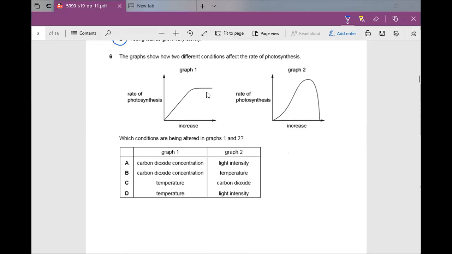Number 6: the graph shows how 2 different conditions affect the rate of photosynthesis. We have 2 different types of graphs in our syllabus. In this graph we have to find out the condition. This condition may be carbon dioxide concentration, or may be sunlight. But graph number 2 represents the temperature, because when temperature increases beyond the optimum, the rate of enzyme activity decreases because enzymes denature. So graph number 2 is temperature, so it leads to B.